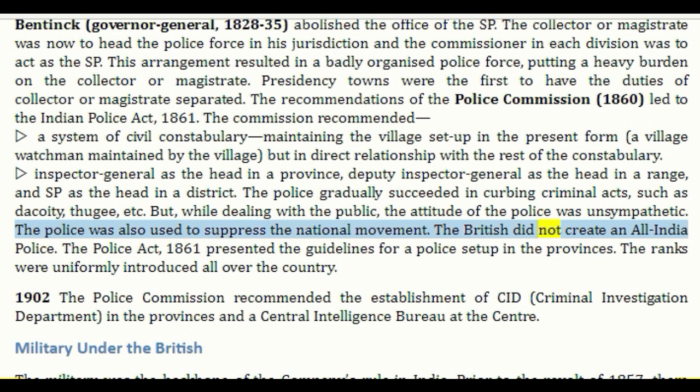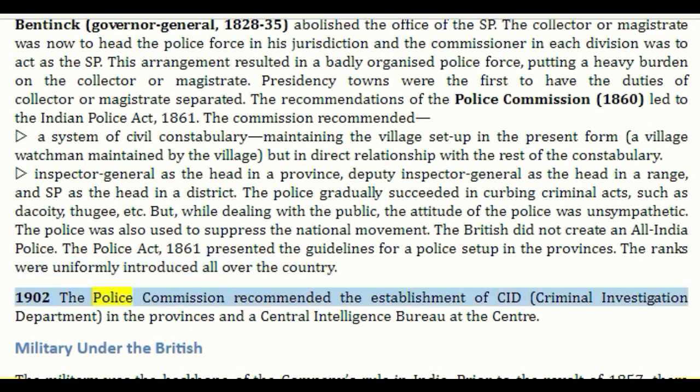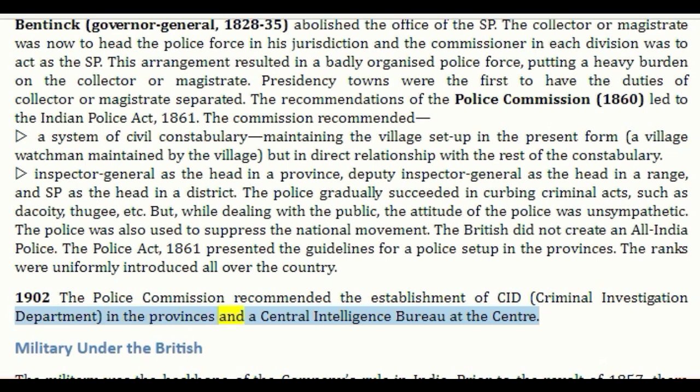The British did not create an all-India police. The Police Act, 1861 presented the guidelines for a police setup in the provinces. The ranks were uniformly introduced all over the country. In 1902, the Police Commission recommended the establishment of CID, Criminal Investigation Department, in the provinces and a Central Intelligence Bureau at the center.